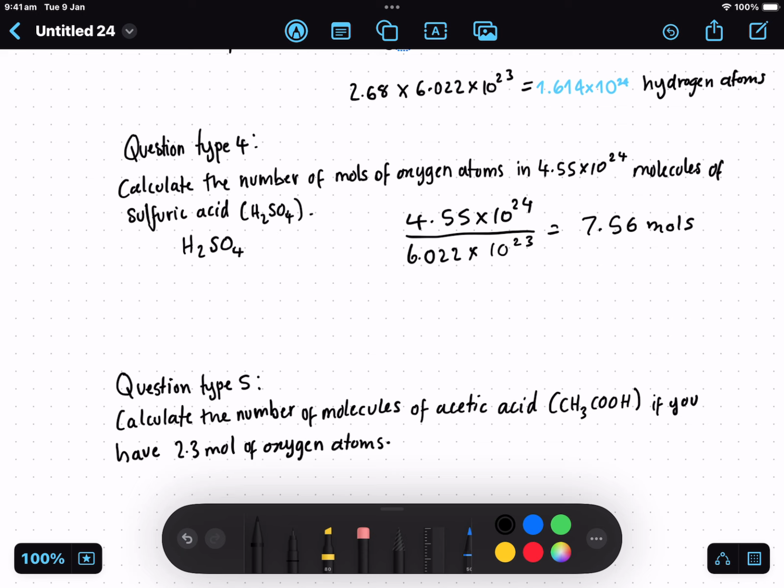Now we've got the number of moles, and we can see there are 4 oxygen atoms. So all we do is 7.56 multiplied by 4 oxygen atoms, so just 4, and you should get an answer of 30.24 moles. There we go. So that's our answer.